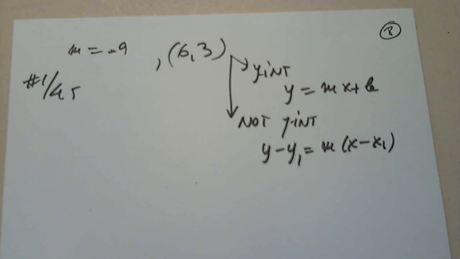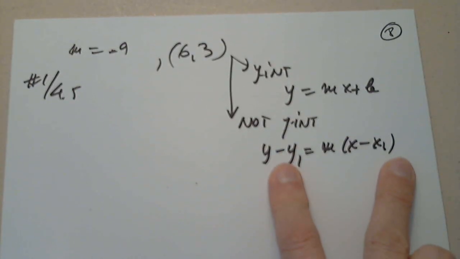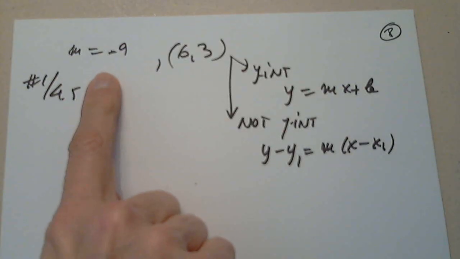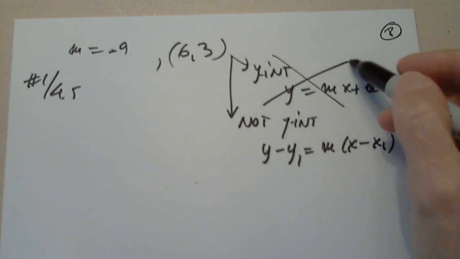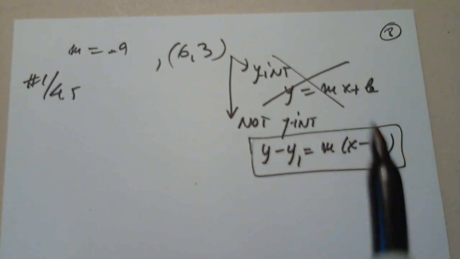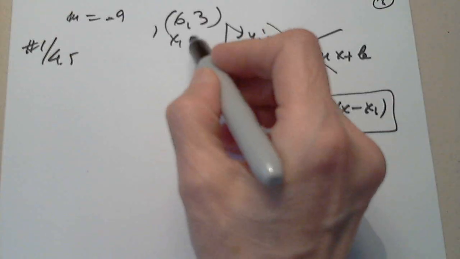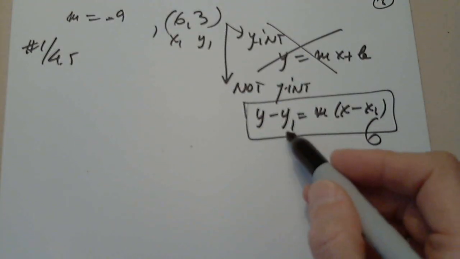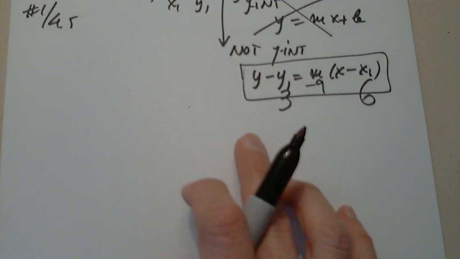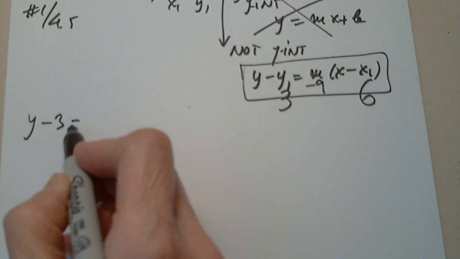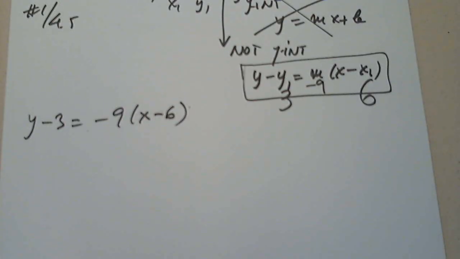Don't we need another point? Not. We have the equation for this. The slope is given. Not the y-intercept. Of course, this is not the y-intercept, so we are going to have to use this equation. Very good, thank you. With x1, y1, which is 6 and 3, and the slope is -9. So now I write y minus 3 equals -9, x minus 6.